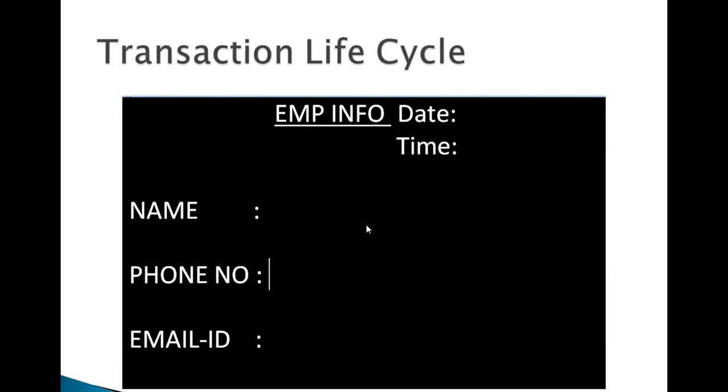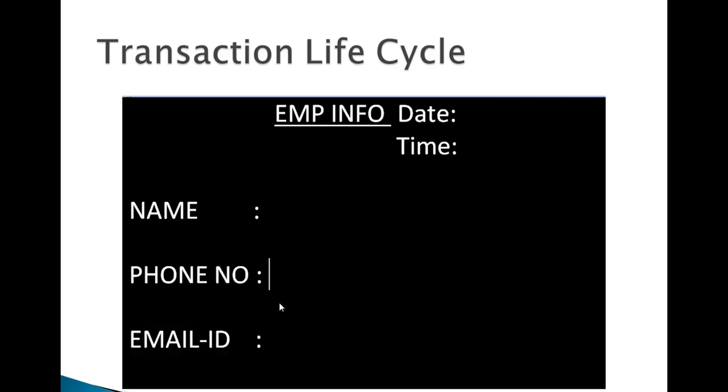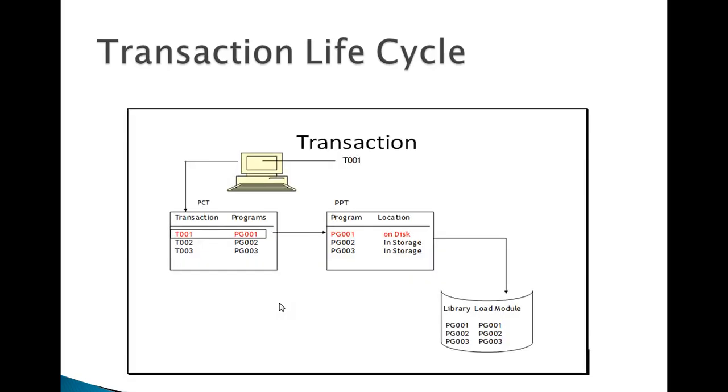Now you have to start entering all the fields. You just enter the name, phone and email ID. Once you enter it and press the enter button, which is an action identifier key, it accepts the data, and again it goes back to the program and checks all the validation and throws back the results. So this is what a transaction lifecycle is, and how it processes.